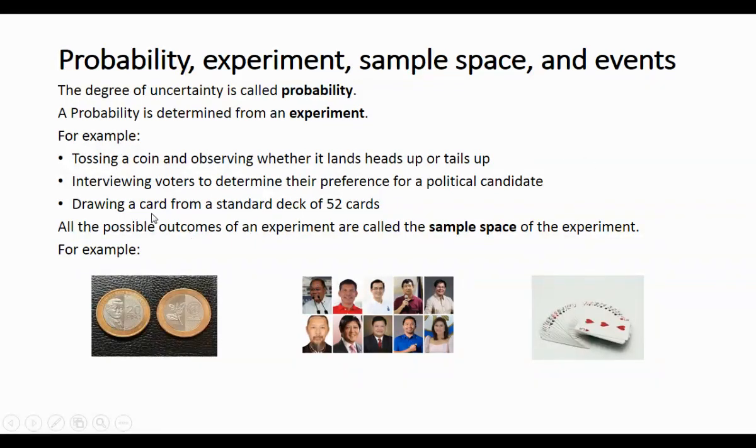Another example is drawing a card from a standard deck of 52 cards. One deck has 52 cards. All the possible outcomes of the experiment, we call the sample space. Remember, when we are asking for the sample space, that is the list of all the possible outcomes. For the coin toss, we have two. For the list of candidates in the last presidential elections, we have 10. Those are the sample space. And for the deck of cards, we have 52 cards.